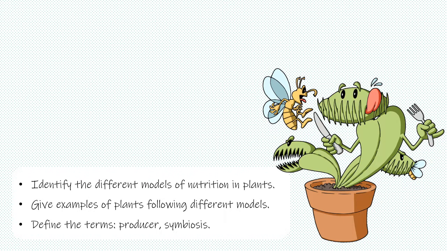A producer, this is important, a producer is an organism that produces its own food. Symbiosis means a long-term relationship between 2 different organisms.